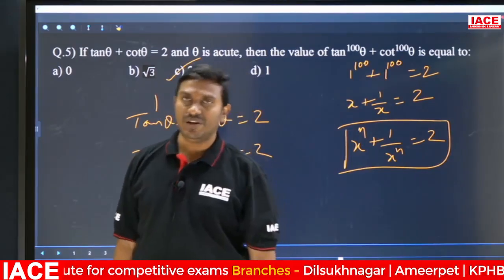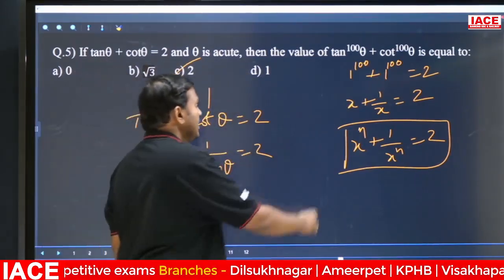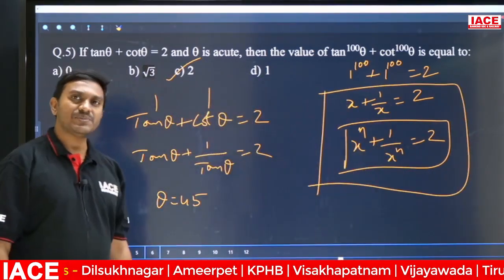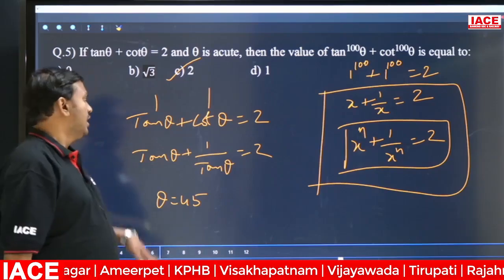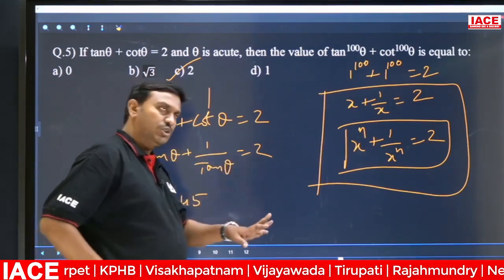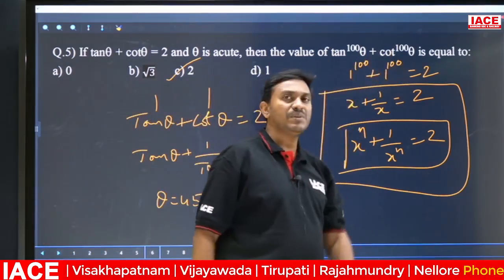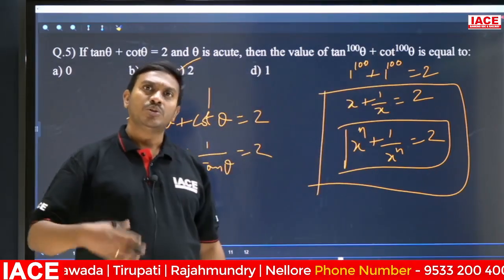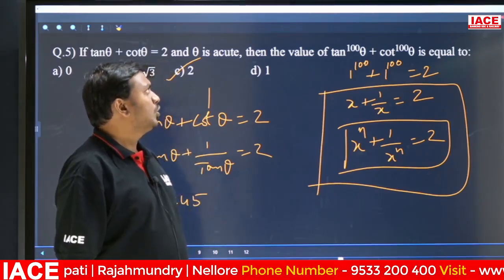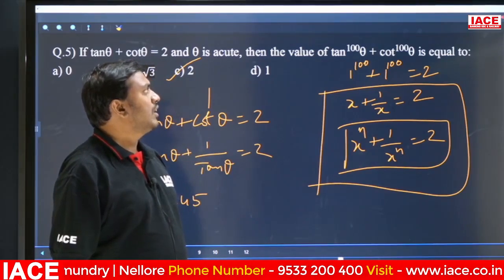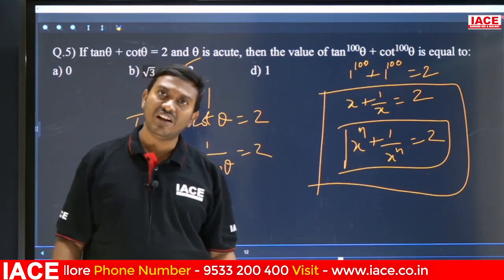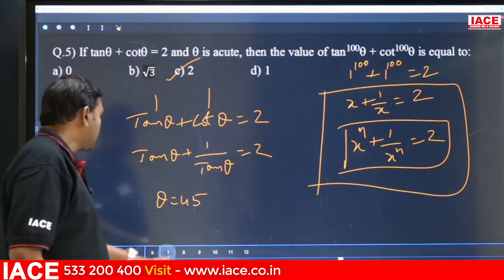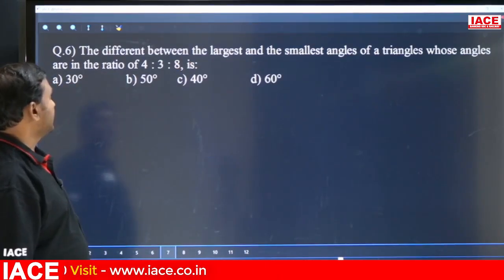Actually this is an algebra question. What is the condition? Condition is if x plus 1 by x equal to 2, x power n plus 1 by x power n value is also equal to how much? 2. So tan theta plus 1 by tan theta equal to 2 means tan power 100 theta plus 1 by tan power 100 theta value is also how much? 2. Not only 100, 2050, tan power 2053 plus cot power 2053 theta value is also equal to 2. Okay, alright.